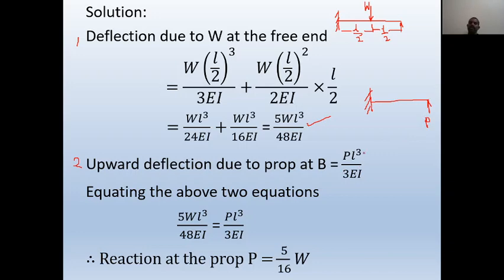Now what happens when a point load is applied on the cantilever beam? What is the deflection formula? It is WL cube by 3EI, and in this particular case, in place of W we have P. That is the only difference. So therefore PL cube by 3EI.